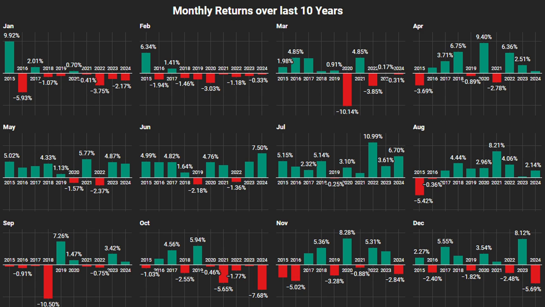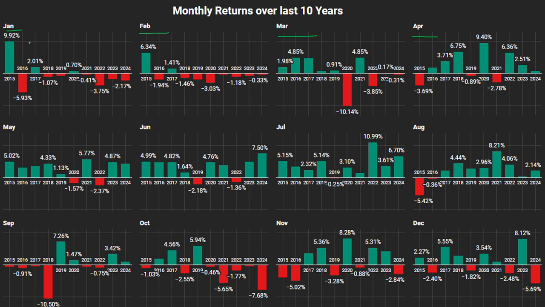Let's move on to the third graph, which is the monthly returns over the last 10 years. If you are new to this channel, you might find this graph a bit complicated at first look, but it is actually not. It is basically a collection of 12 smaller graphs, a graph for every month. On the top left, this one is for January, then February, then March, then April, and so on. This graph shows the returns in each month across the last 10 years.